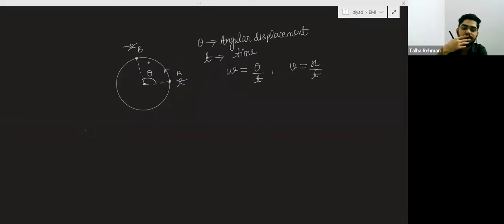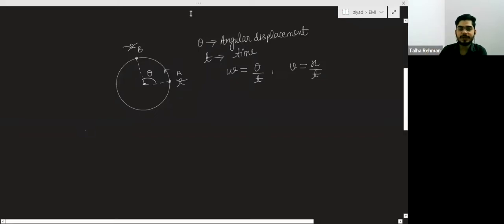This thing you should know. So what is happening here actually: your conductor is rotating in the anticlockwise direction in the magnetic field. So there will be some angular velocity of this wire, and there will be one axis of rotation about which the wire is rotating. So this is the axis of rotation about which the wire is rotating, like this.